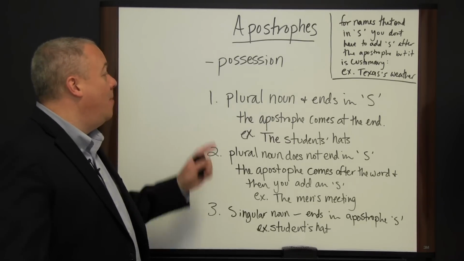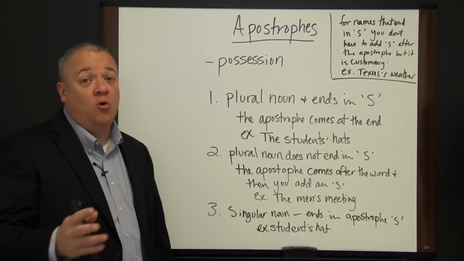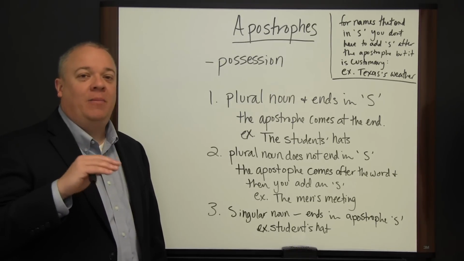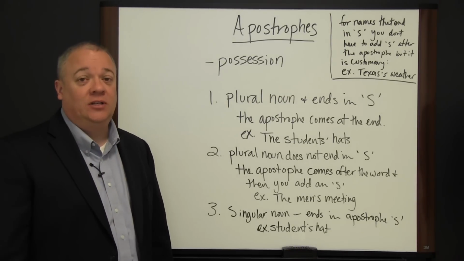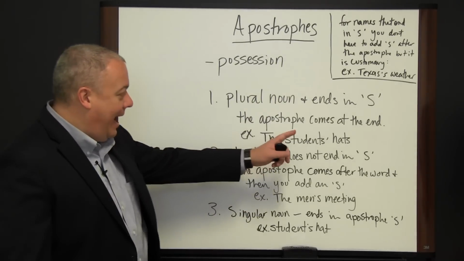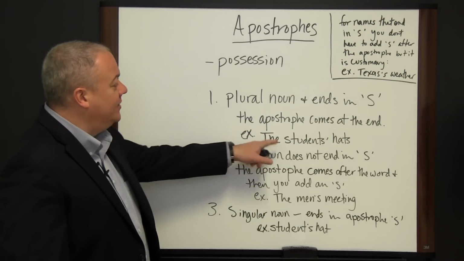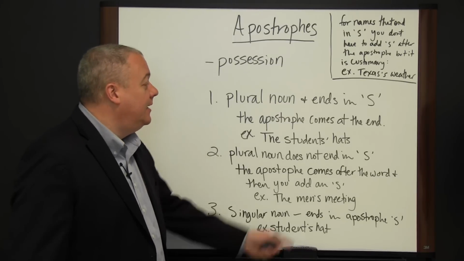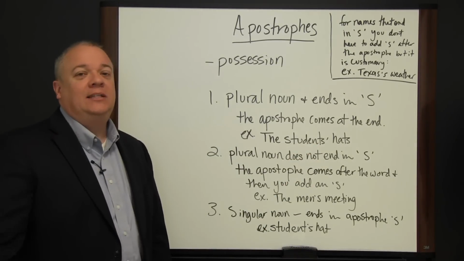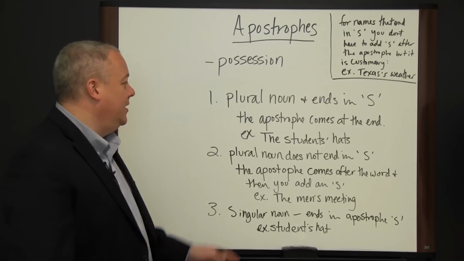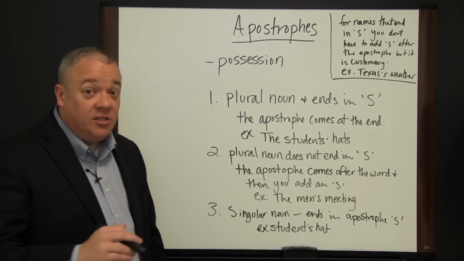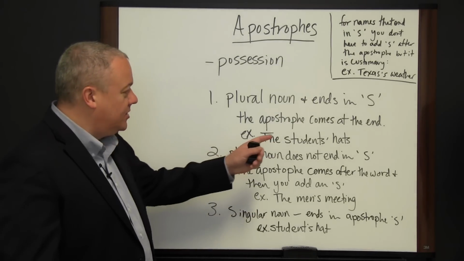So when we think of the plural noun students, meaning more than one, and we want to talk about something that belongs collectively to the students, like their hats, the way you would write it is the students, apostrophe, hats. You would not include an extra S. It wouldn't be the students, apostrophe S, students' hats. It would just be the students' hats.